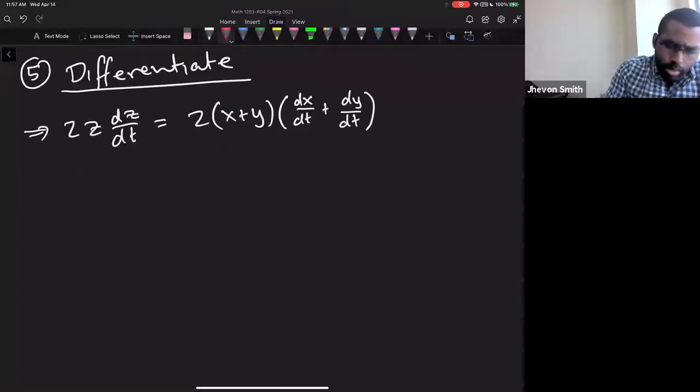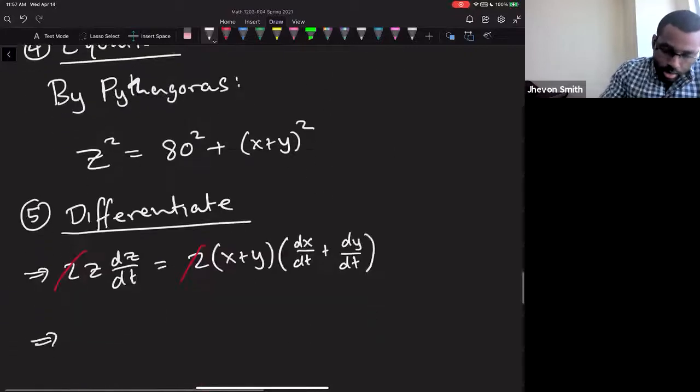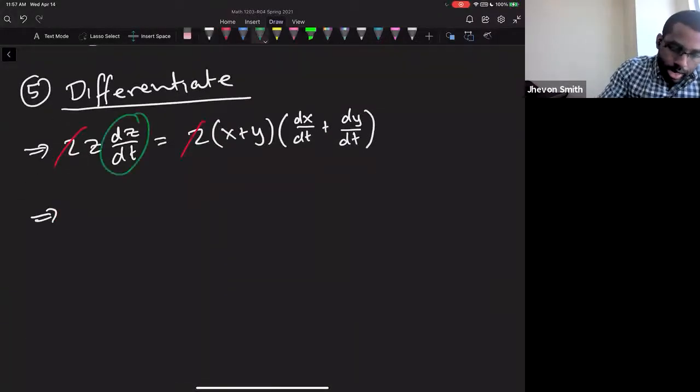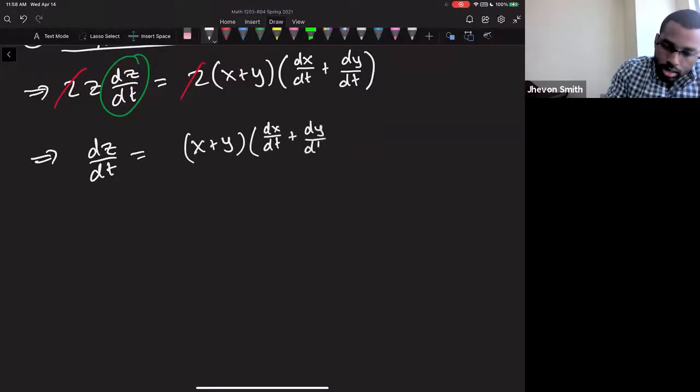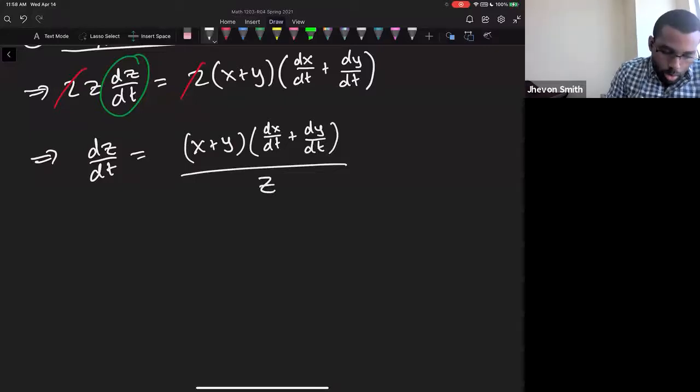Of course, we could cancel the 2's here, divide both sides by 2. So what do we actually want here? dz/dt. So this is the guy we want. This actually means that dz/dt is equal to (x plus y) times (dx/dt plus dy/dt) over z. So now we move on to step 6.